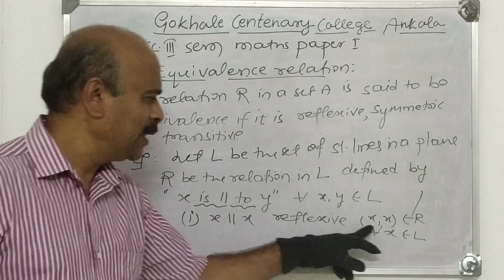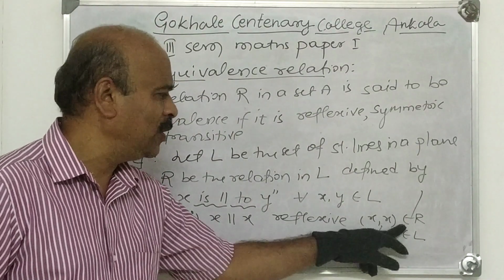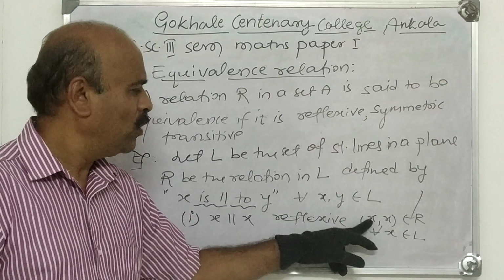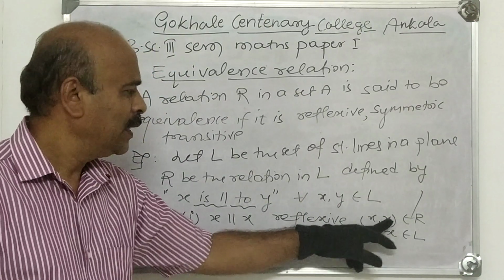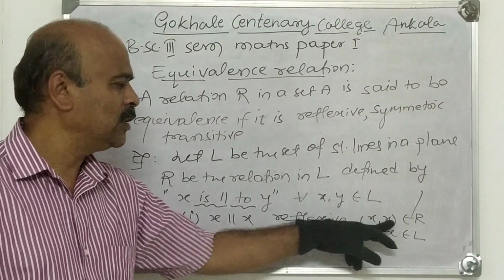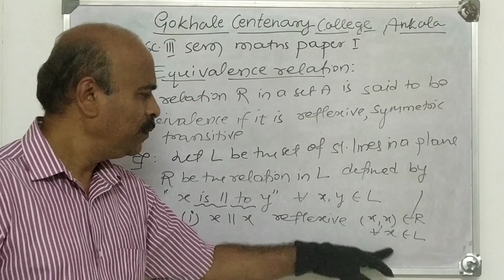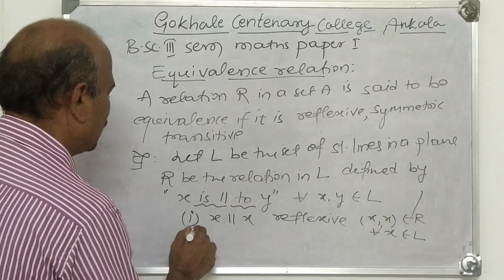In terms of mathematical language, you can write like this: (x, x) belongs to R for all x belongs to L. What do you mean by (x, x) belongs to R? Relation is parallel to L. X is parallel to X. Any line is parallel to itself. Therefore, it is reflexive.